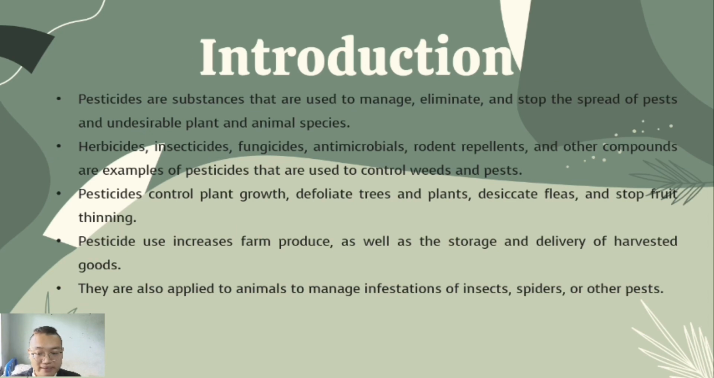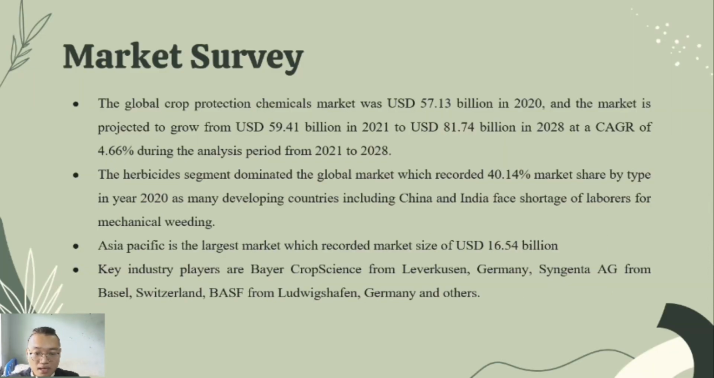For introduction of pesticides. Pesticides are substances that are used to manage, eliminate and stop the spread of pests and undesired plant and animal species. Pesticides are used to increase the farm produce as well as the storage and the delivery of harvest goods. They also apply to the animals to manage the infestation of insects, spiders, and other pests. Next one is a market survey for the pesticides.